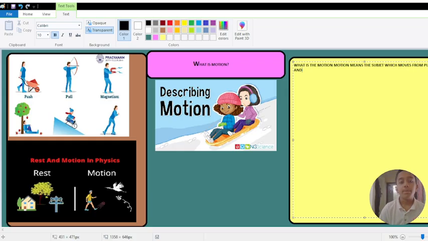And you can see here fish, flies, a person. They are moving from one place to another. They are not resting at one place, so they are called motion. They are doing motion. And rest means the things which are resting at one place.